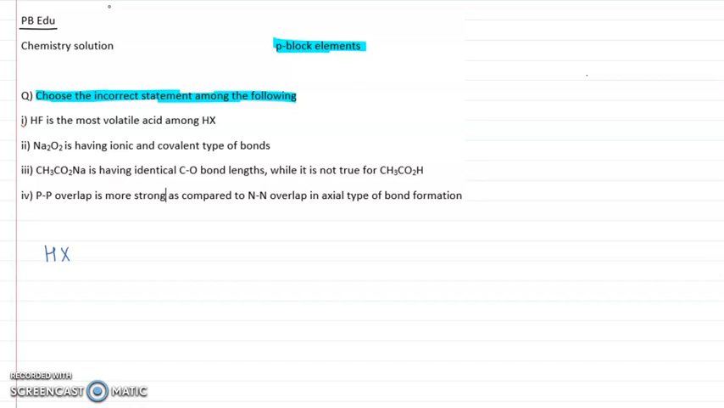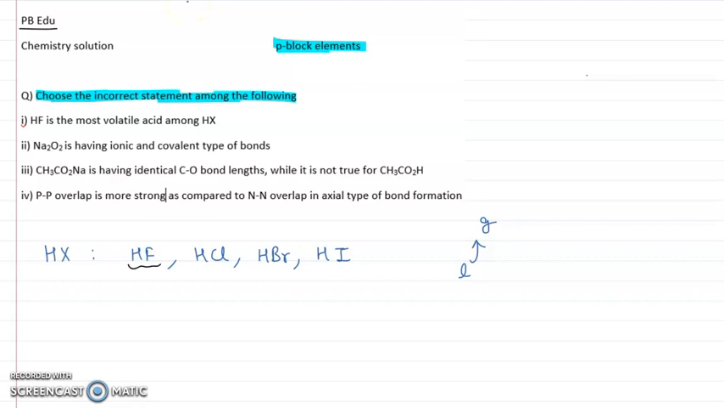HX implies any other halo acid like HF, HCl, HBr, HI. These are the four halo acids that we study generally. Out of which it is given that HF is most volatile. Volatile means a liquid is going into its vapor form at any given temperature.